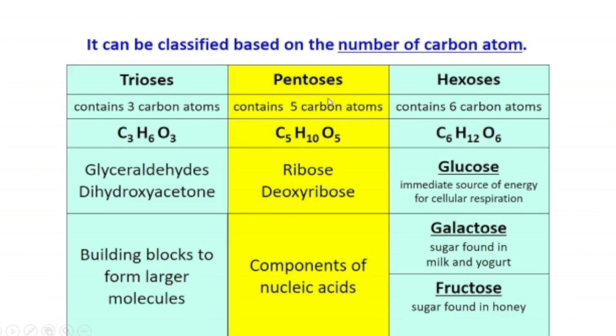Other than the position of the functional group, monosaccharides can also be classified based on the number of carbon atoms. Based on the number of carbon atoms, we have three classes of monosaccharide: trioses, 3 carbon atoms; pentoses, 5 carbon atoms; and hexoses, 6 carbon atoms. Examples of triose sugars are glyceraldehyde and dihydroxyacetone. For pentose sugars, we have ribose and deoxyribose. For hexose sugars, we have glucose, galactose, and fructose.